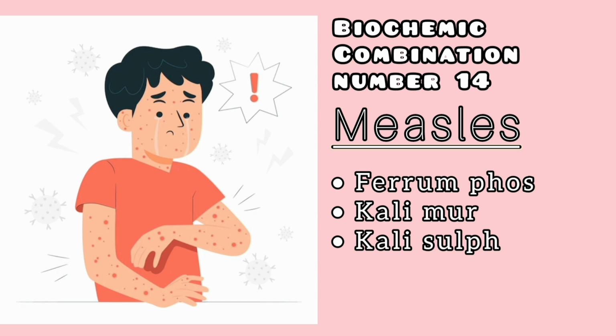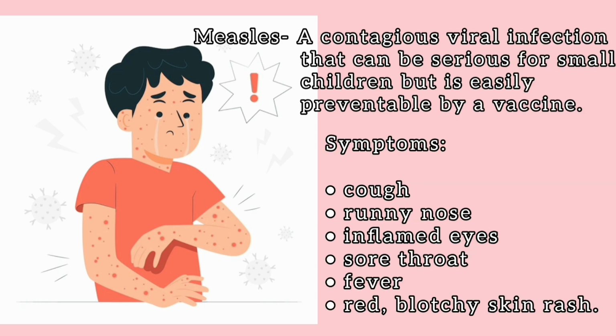Biochemic combination number 14, measles: Ferrum phos, Kali mur, Kali sulph. Measles is a contagious viral infection that can be serious for small children but is easily preventable by a vaccine. Symptoms include cough, runny nose, inflamed eyes, sore throat, fever, and a red blotchy skin rash.